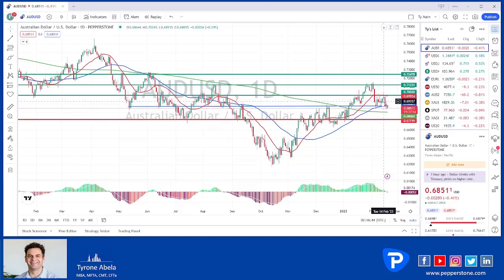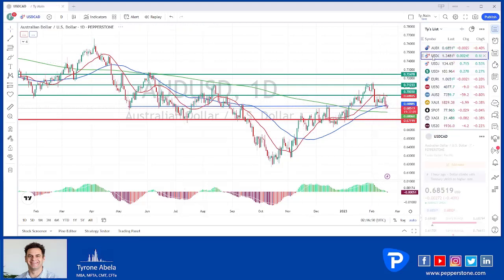So hopefully you guys were able to take advantage of some of this movement through here, because it was very good trading. All right, we'll move over to the US dollar CAD now.